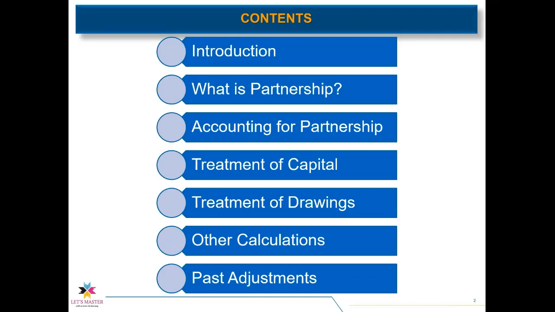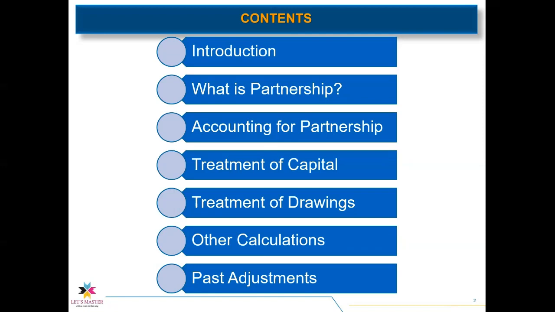That means we will cover in this session how accounting for partnership is different from accounting for a sole proprietorship firm or for a non-profit organization. Then we will talk about treatment of capital, treatment of drawings, some other calculations like calculations related to commission to a manager or commission to a partner. And finally, we will talk about past adjustments.